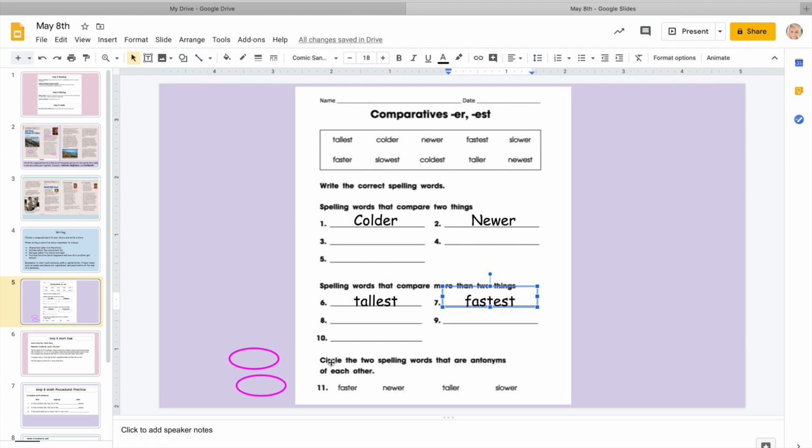And then number 11 down here wants you to circle the two spelling words that are antonyms of each other. Well, we know that synonym means the same, so if you were dealing with a synonym, that means a word that means the same. But today we're looking for the two words that mean opposite. So if we have faster, the opposite of faster is slower. So let's look. Newer, that is not the opposite of faster. Taller, that is also not the opposite of faster. But here we have slower, and slower is the opposite of faster. So that tells me that is going to be the antonym.